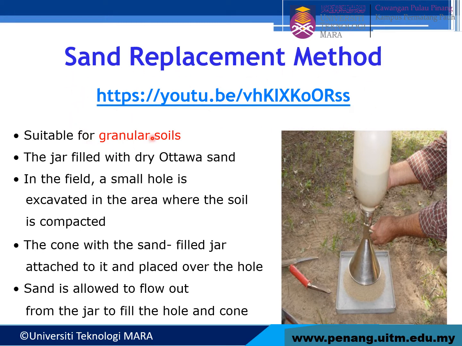This one is suitable for granular soil. The first step is a jar filled with dry Ottawa sand. This is the jar. In the field, a small hole is excavated in the area where the soil is compacted. So first, you have the compacted soil, and then you excavate a small hole with a specific diameter and height. Then the cone with the sand-filled jar attached to it is placed over the hole. Then sand is allowed to flow out from the jar to fill the hole and cone. So this is the step.